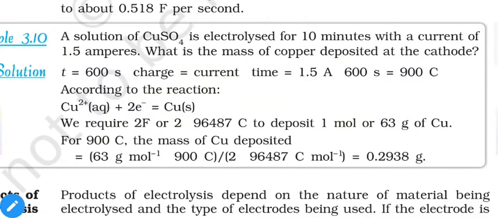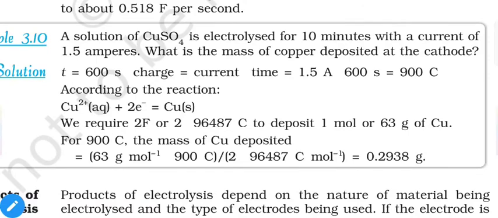The solution of CuSO4 is electrolyzed for 10 minutes with a current of 1.5 ampere. So time is mentioned in minutes, it is equal to 10 minutes, so we have to convert it into seconds, so it is equal to 600 seconds. Ampere is equal to 1.5 and the solution is CuSO4, so it contains Cu2+ ion. So what is the mass of copper deposited at the cathode? First of all we need to find the value of Q. Q is equal to I into T. I is equal to 1.5, T is equal to 600. So 1.5 multiplied by 600 is equal to 900 coulombs.